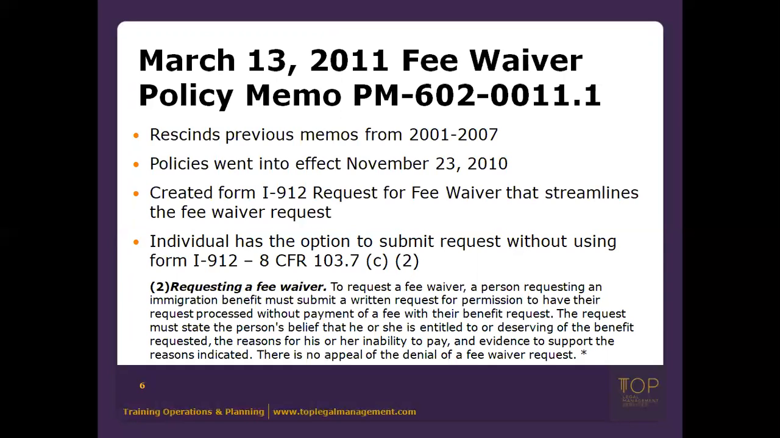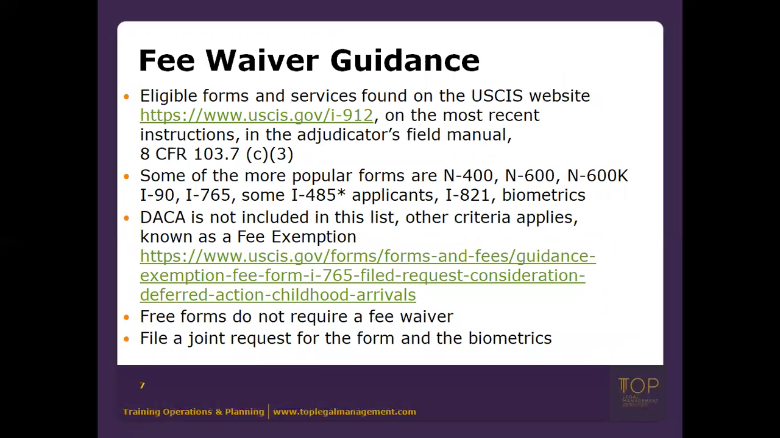There is no appeal for a denial of a fee waiver request, but you are able to resubmit. And I will discuss that later on in this presentation. There are many forms that are allowed a fee waiver request. The information, you can find it on the USCIS website, on the Form I-912, and I'll give you a link for that, on the most recent instructions to the fee waiver form, in the adjudicator's field manual, or in 8 CFR.